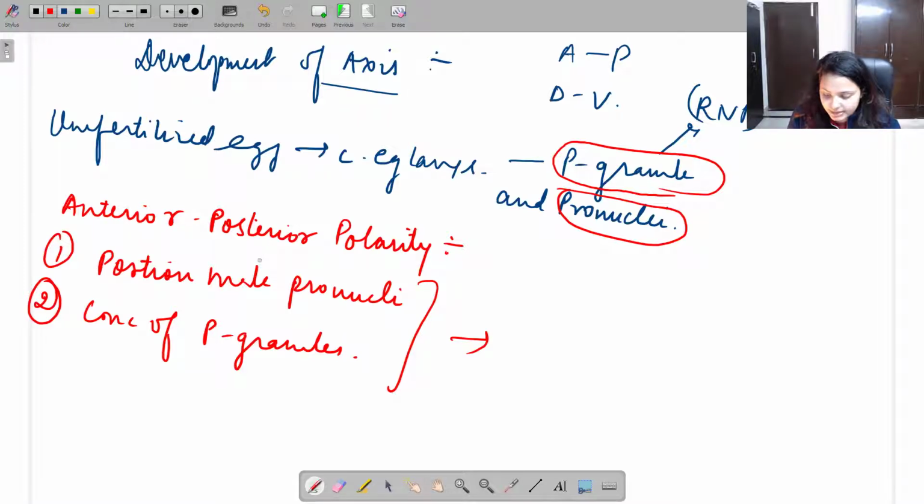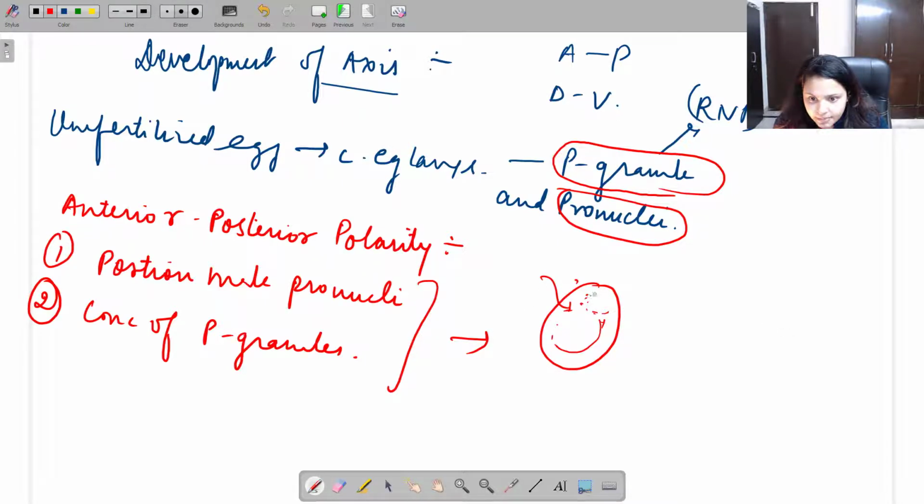So what happens? Let's see. After fertilization the cytoplasmic movement occurs. Okay, so let's see, this is the ovum. Once it's fertilized, cytoplasmic movement occurs, and this movement creates an accumulation of P granules at one side. Okay, so once the P granules accumulate, let's suppose this is the P granule. So this P granule accumulates at one particular side, and you can notice this side also has the presence of pronuclei.